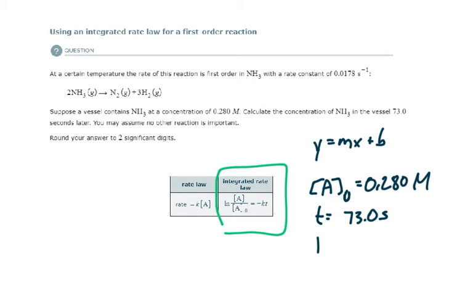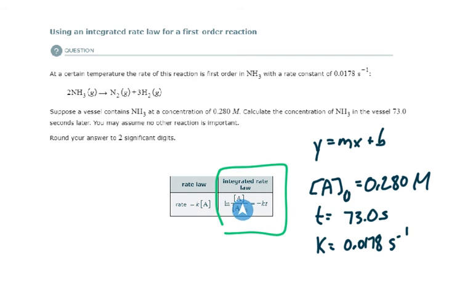And also we are given K, 0.0178 seconds to the minus 1. Notice the units for K. This is a first order reaction. The units for K is seconds to the minus 1. Different than what we've seen for third and second order reactions. Okay. All right, so these are our givens.